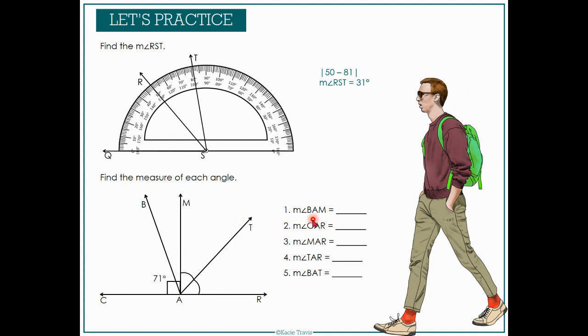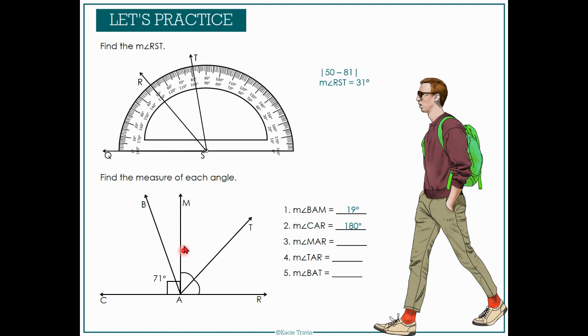All right, first one we're looking for is BAM. BAM is this other small angle next to 71 that makes up 90 degrees. So I could just do 71 and subtract that from 90, showing me that this other angle here is 19. Next one they want CAR. CAR is this whole straight line. Straight lines are always going to be 180 degrees because those are straight angles.